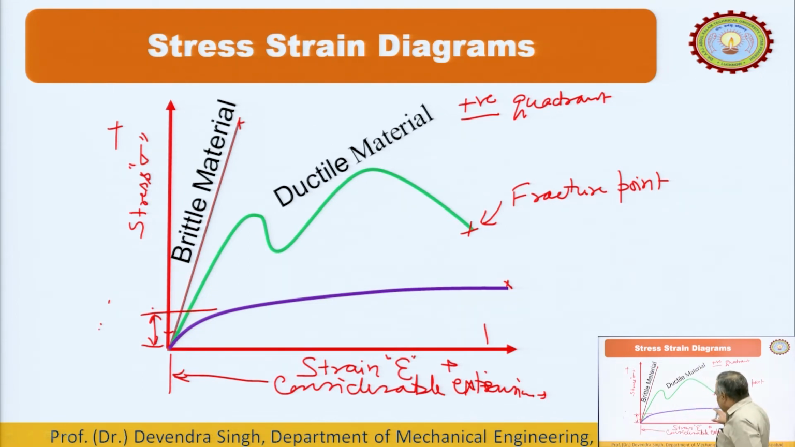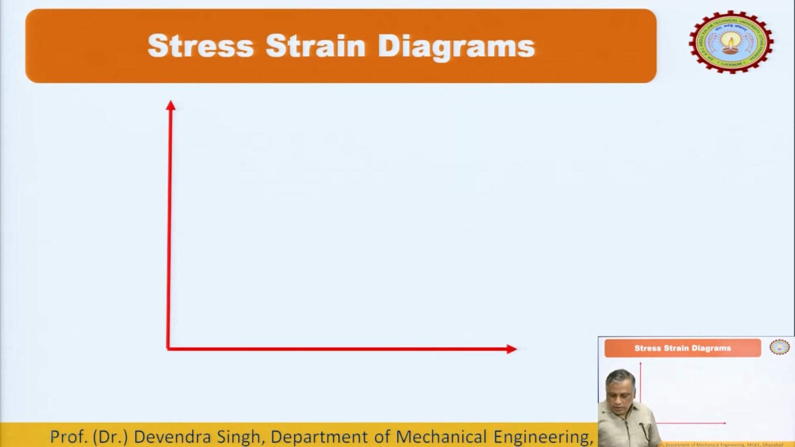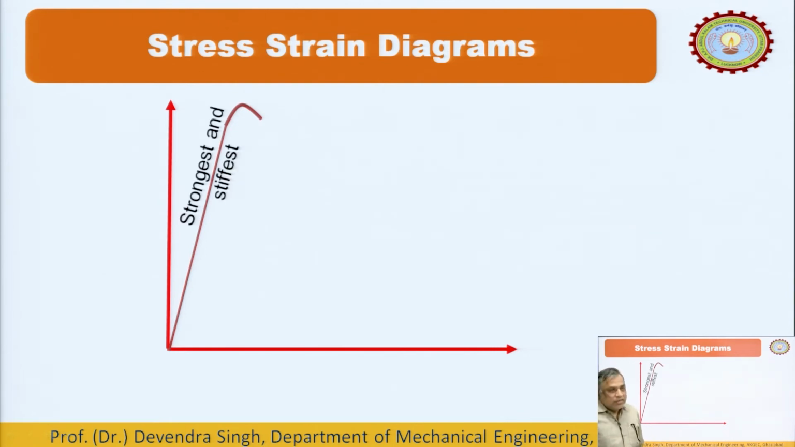So, this is nothing but a plastic material which has some flow characteristic, which when you apply a force starts to flow, and this is a plastic material. Now, the second is another example.